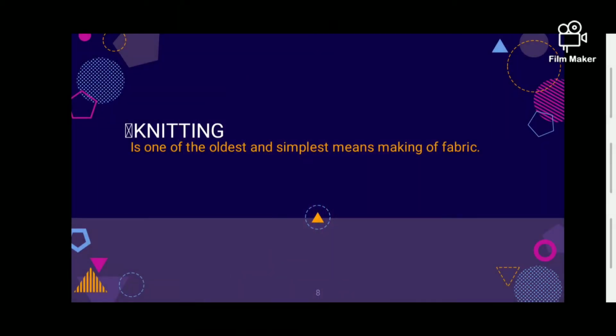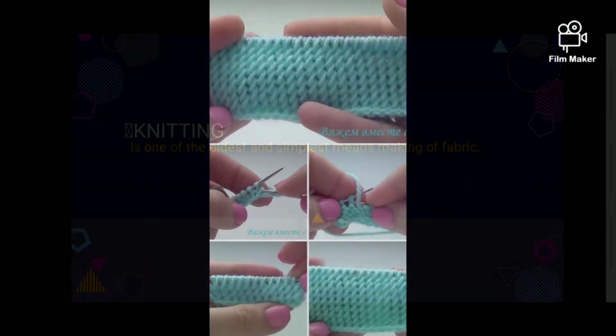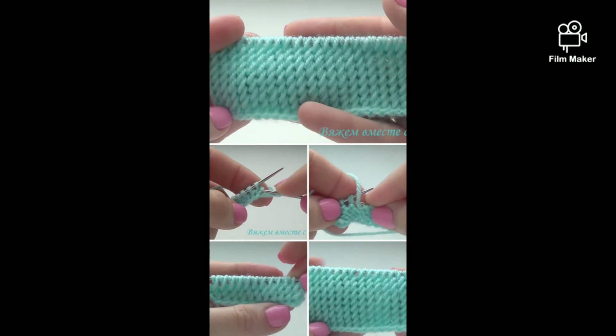Knitting is one of the oldest and simplest means of making fabric. The process of knitting involves connecting the yarn by a series of loops, normally by hand, although there are such things as knitting machines. Clothing and blankets can be knitted. So that is an example of knitting. That is how you knit.